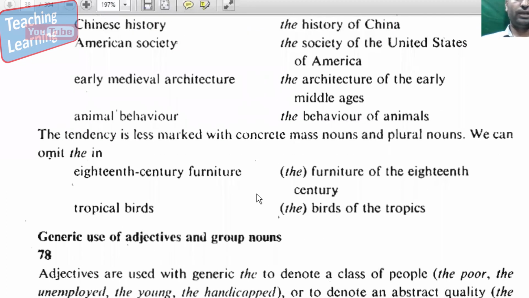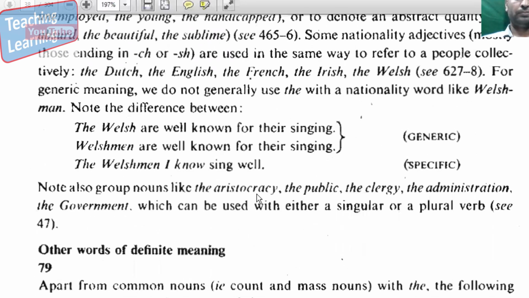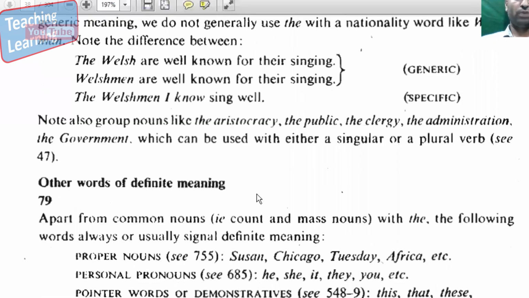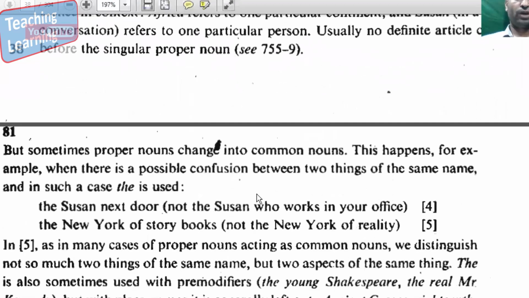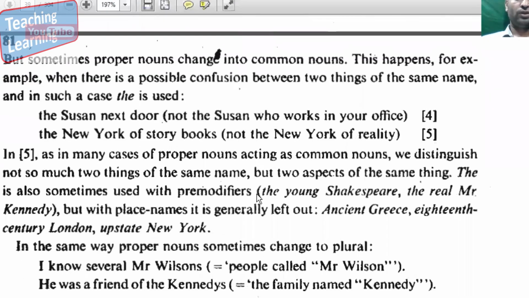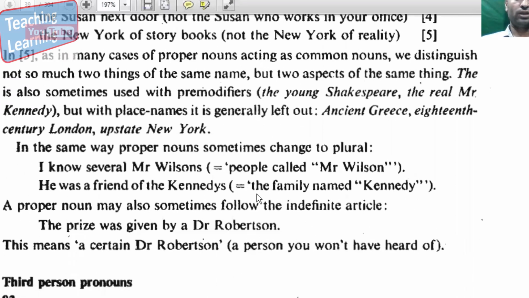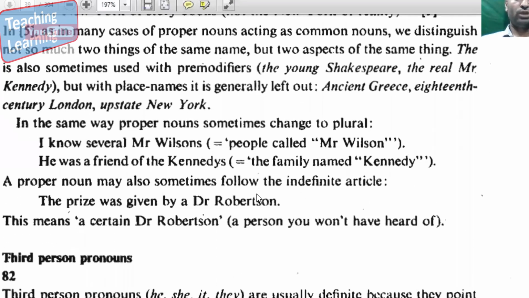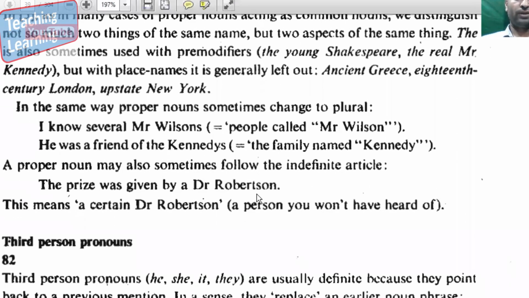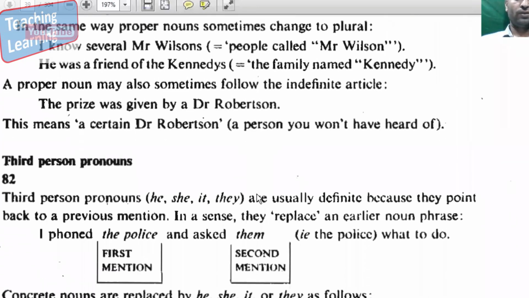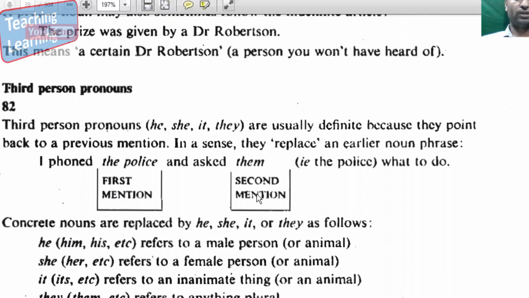Generic use of adjectives and group nouns. The words of defining meaning. Proper nouns. So the Susan next door, not the Susan who works in your office. I know several Mr. Wilsons. He was a friend of Kennedy's. First person, first Wilson, second Wilson.